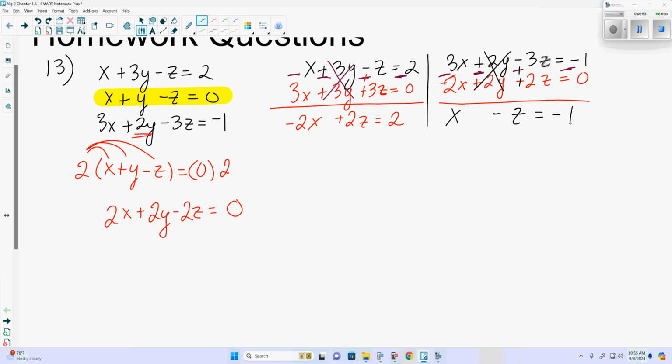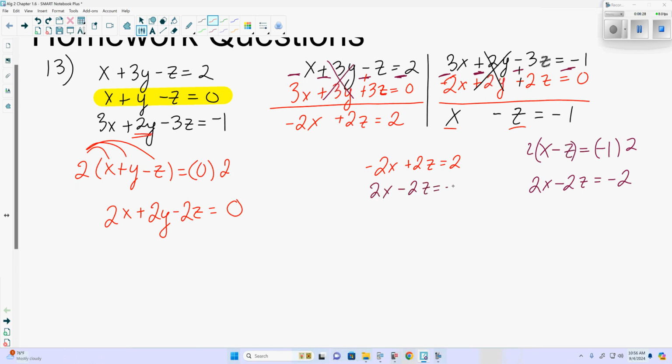Yeah, the fact that with the other two, y would be the only thing left kind of puts us in a bind. Now here, negative 2x plus 2z equals 2. We can do x or z. I'll do x. So for this here, I'm going to take x minus z equals negative 1 and multiply the whole thing by 2, which would give us 2x minus 2z equals negative 2. And I think these two equations look similar, yes?